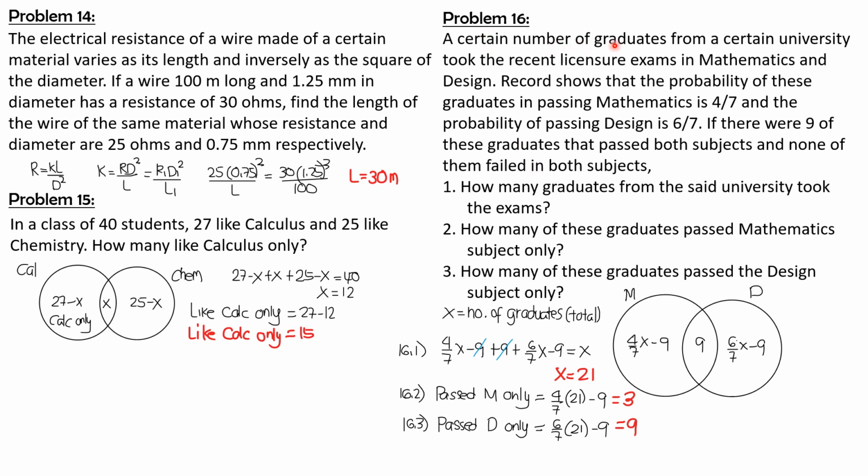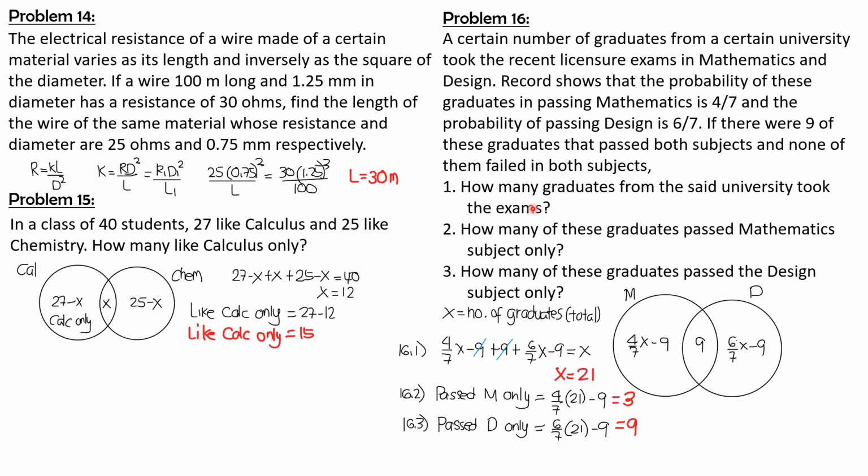A number of graduates from a certain university took the recent licensure exams in mathematics and design. Record shows that the probability of these graduates passing mathematics is 4 over 7, and the probability of passing design is 6 over 7. If there were 9 of these graduates that passed both subjects and none of them failed in both subjects, how many graduates from the said university took the exams?